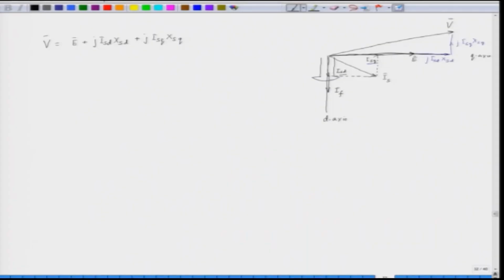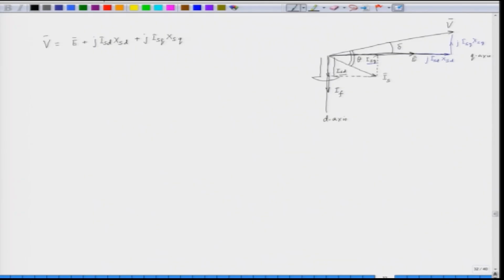So, this is the torque angle, the angle between the induced EMF and the terminal voltage V, and the angle between V and the current is the power factor angle. So, this angle is the power factor angle. So, this is our phasor diagram.